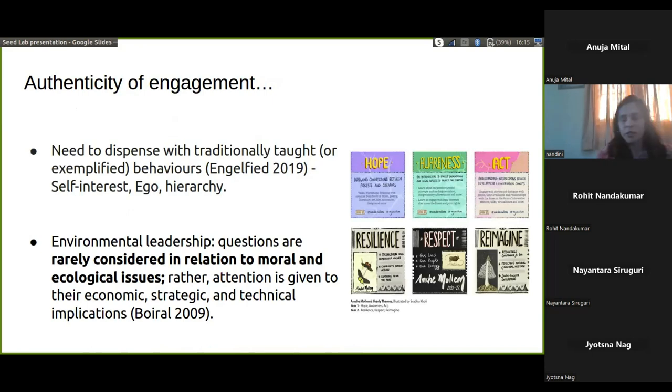The other challenge which also exists for all of us is several personal developmental challenges. So especially in research and conservation, and I've talked about this in an SCCS talk before, Engelfield in his paper talks about an urgent need to dispense with traditionally thought behaviors, especially with respect to self-interest, ego, and hierarchy that exists in our field. So that is one personal and developmental challenge that we need to think about.